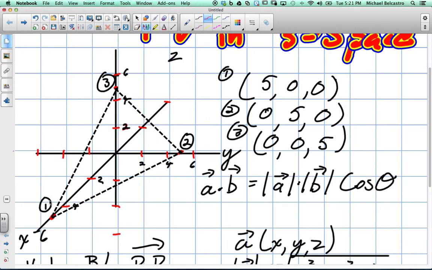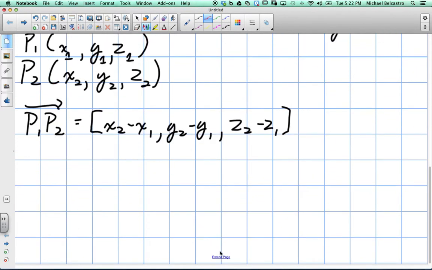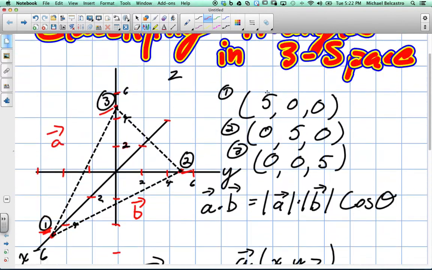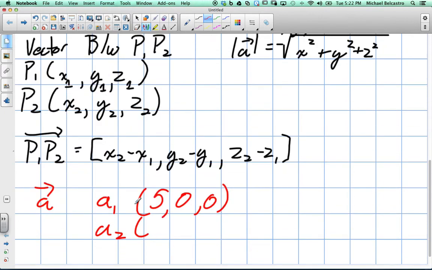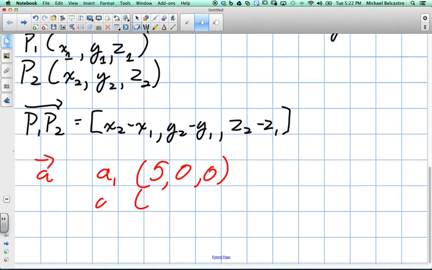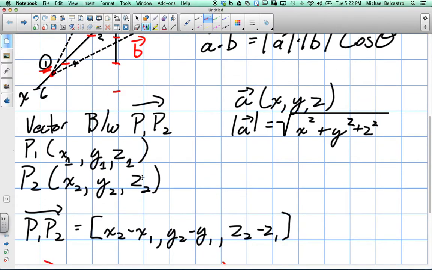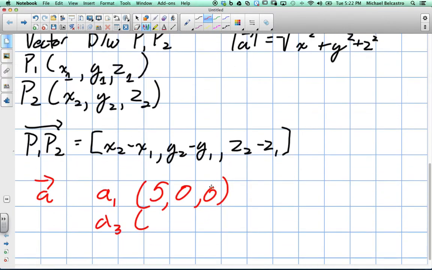So we'll classify between point 1 and 3 as our first vector. We'll call it vector A. And from point 1 to point 2, we'll call that vector B. These coordinates are going to become important. For vector A, we're dealing with 2 points. A1 is coordinate 1, which is 5, 0, 0. Sorry, for vector A, we're looking at point 3 for the second one, so A3 is 0, 0, 5.